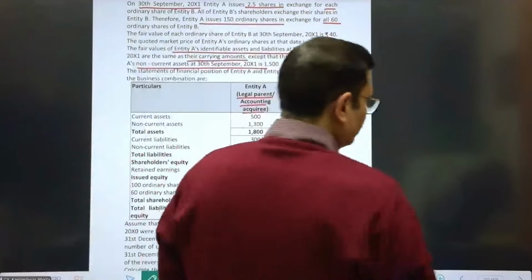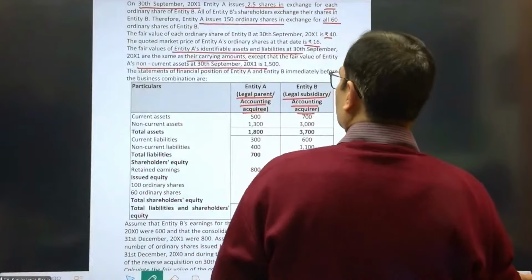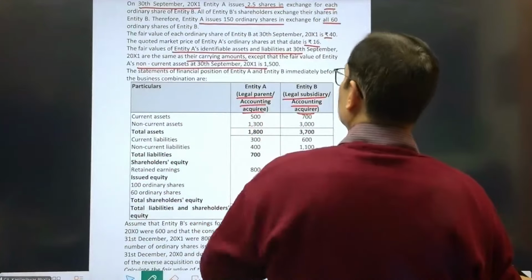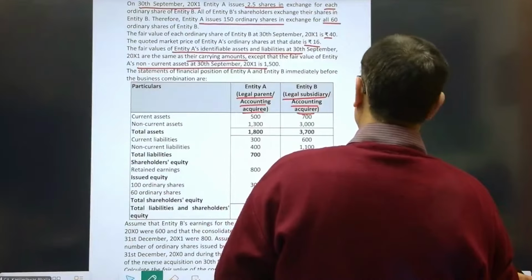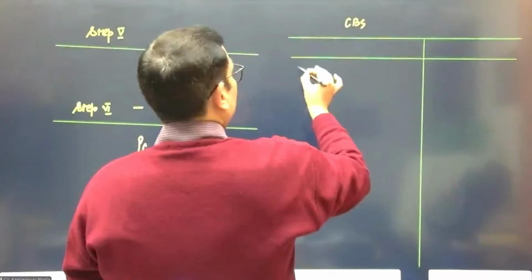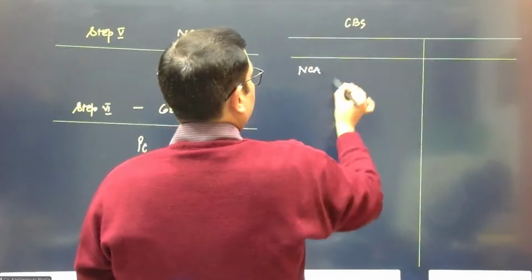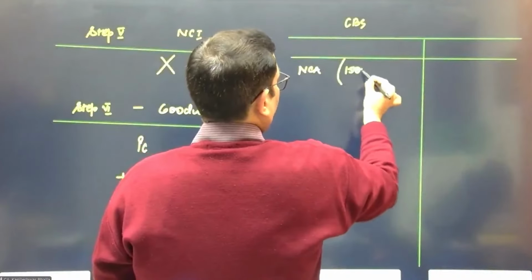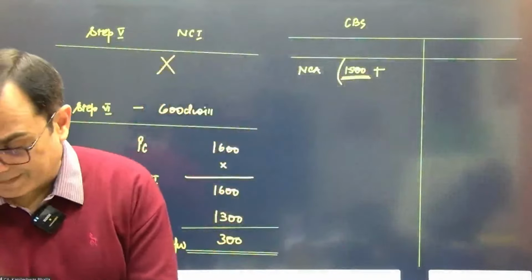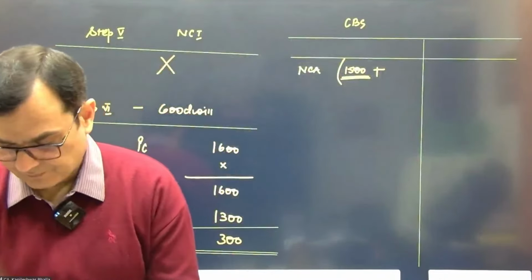So let's begin the journey. Non-current assets, current assets. All right, let's go with the non-current assets. Non-current assets is 1500 plus 3000. So we take care of the non-current assets, fair value 1500 plus, let me keep the balance sheet in front.